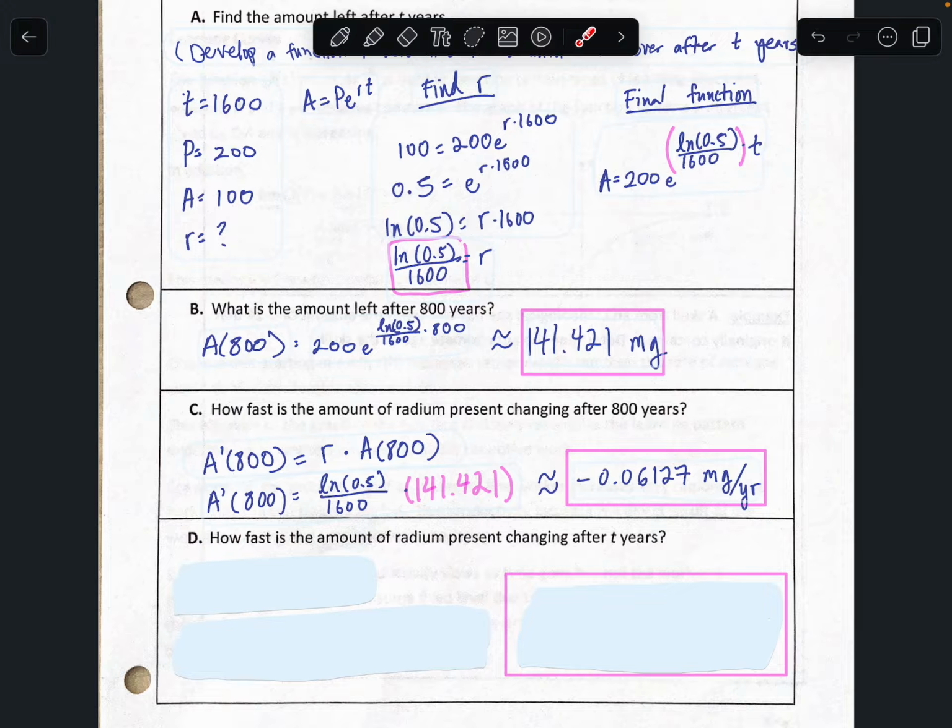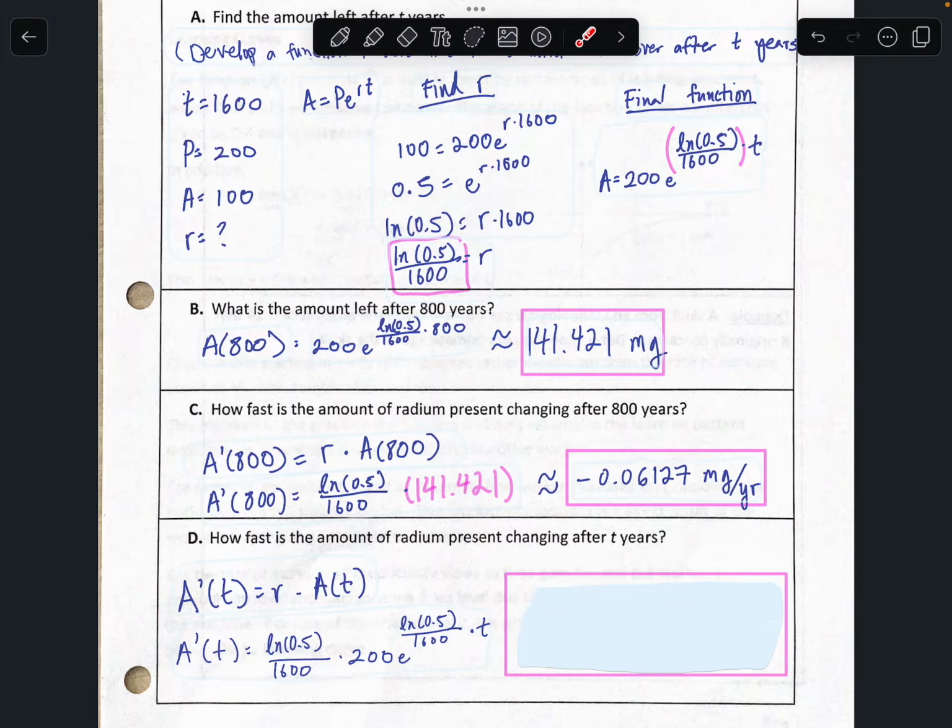Okay. D asks us for just a formula. How fast is the amount of radium present changing after t years? We don't have an actual t value to plug in, but we know that we're going to set it up as A prime of t equals R times A of t. R again, we know R. We know what the A function is. That was all from part A. So we plug all that in. That was the R value here. This is our A value over here.